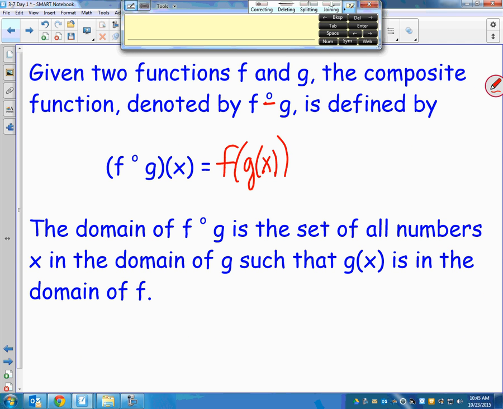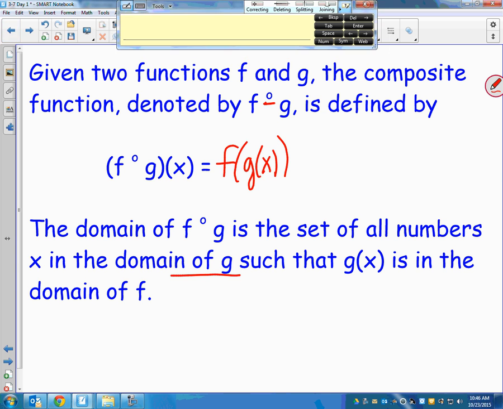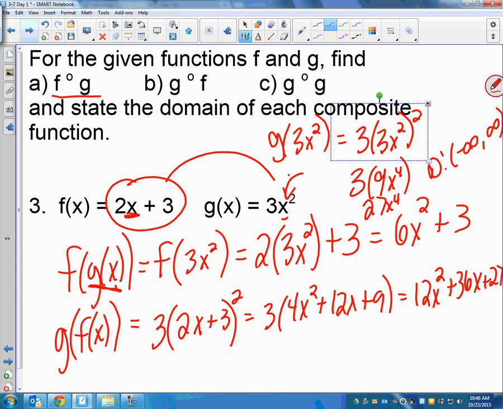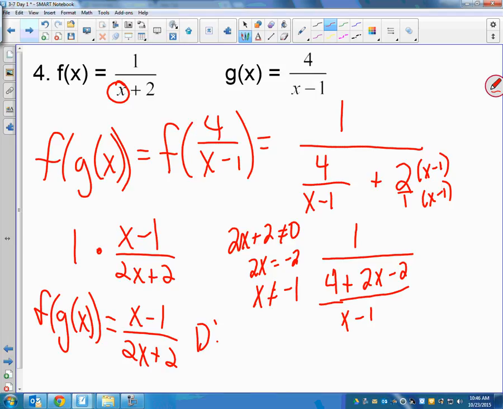The domain of f of g is the set of all numbers in the domain of g such that g of x is in the domain of f. In the domain of g. Okay, so what number would you have to exclude from g? 1. So that number carries down to this. So we have to say our domain is excluding 1 and negative 1.